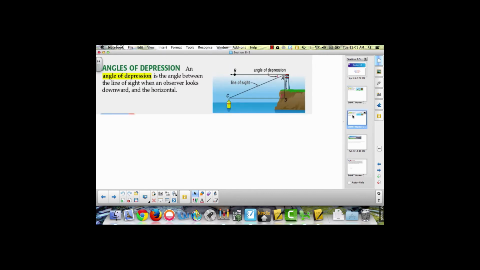Same thing here for the angle of depression. Here I have someone who is looking down at an object. The angle of depression is made by the line of sight and once again the horizontal side. So the angle of depression in the triangle that's actually drawn would be angle DCA. Always, the angle of elevation or the angle of depression is the line of sight and the horizontal side of your triangle.